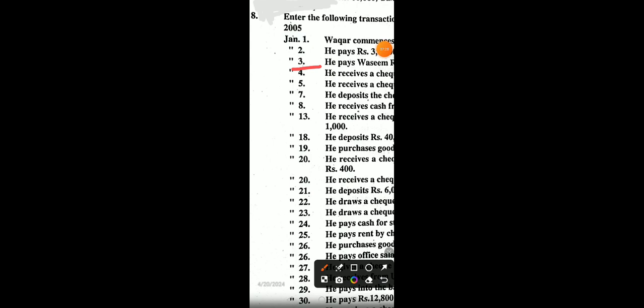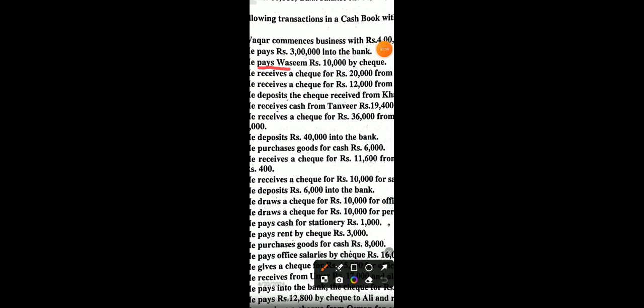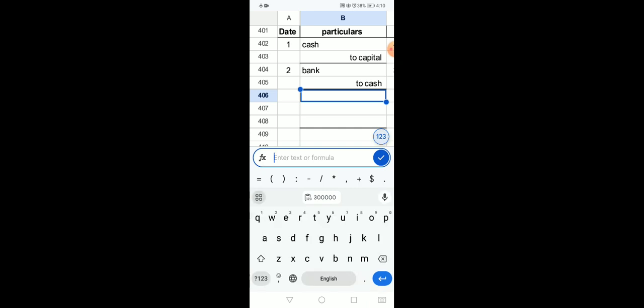Now let's see what the next entry is. Number 3, he pays Wasim rupees 10,000 by check. You are paying the amount to Wasim. Who is Wasim? The person to whom the amount was payable. It means he was your liability, your account payable. As you have paid, no matter in which form, your liability would be decreased. Decrease in liability should be debited. So you will write the name of Wasim on the debit side, who is your account payable. And the entry number was 3, so you will put the date first.